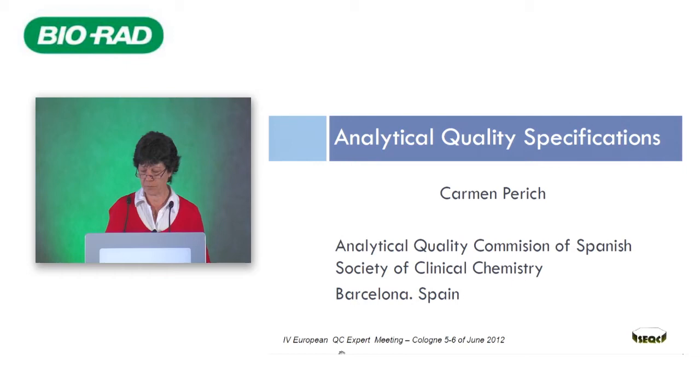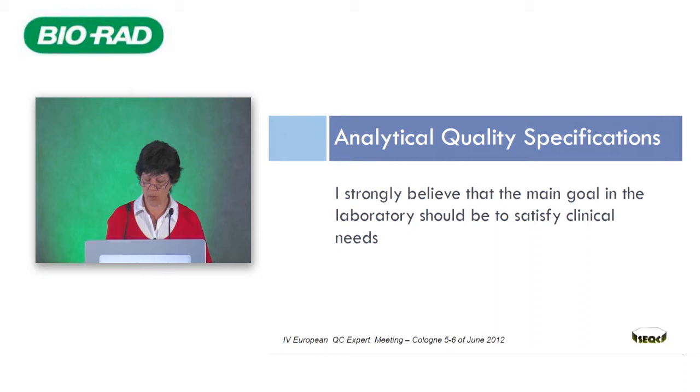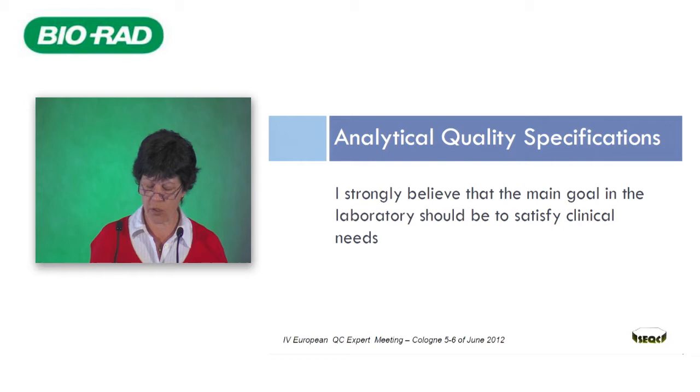I strongly believe that the main quality goal in the laboratory should be to satisfy clinical needs. Therefore, you should use analytical quality specifications in order to assure that if we fulfill them, we satisfy the general clinical needs for diagnosis and monitoring. Setting quality specifications based on biological variation are still valid today, as was shown in previous Bio-Rad meetings. They state acceptable limits for the three main sources of variation of laboratory results: imprecision, bias, and total error.